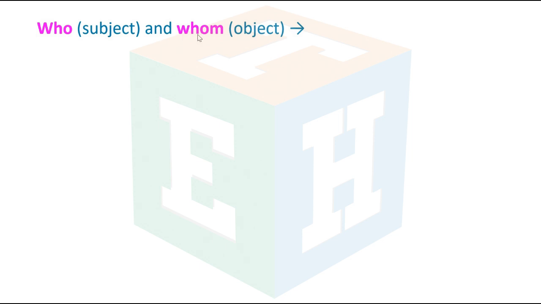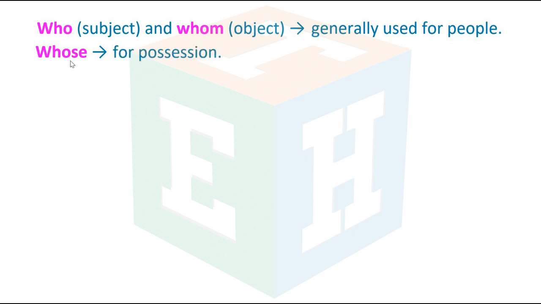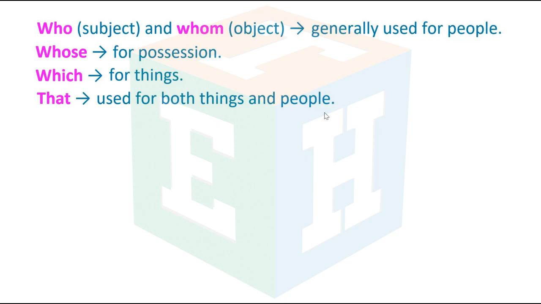Who is the subject and whom is the object, generally used for people. Whose is for possession. Which is for things. That is used for both things and people.